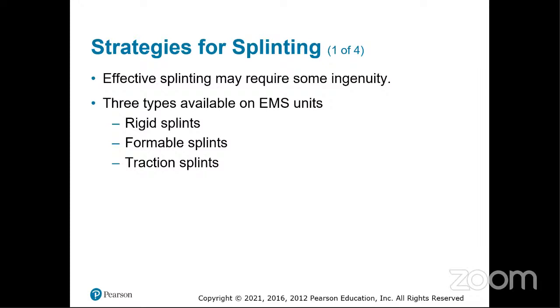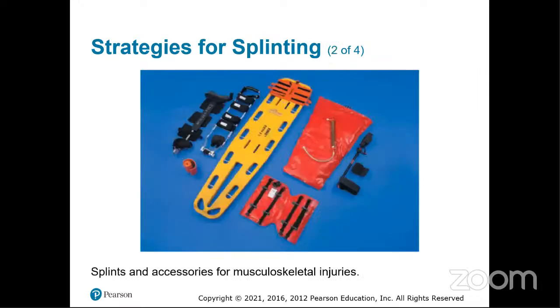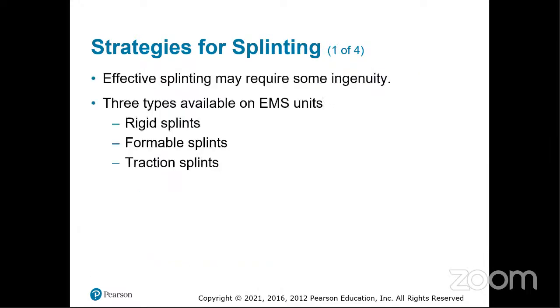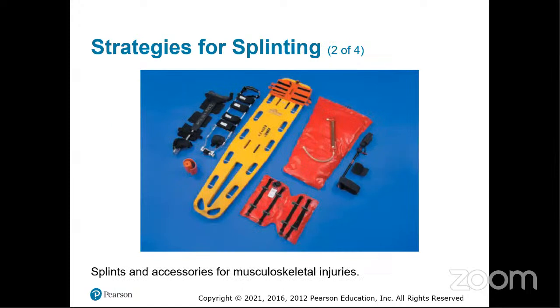For us in the field, though, when you guys start running with an ambulance, we have 3 different types. You have rigid strip splints. That's your backboard and things like that. Formable splints would be your air splints or vacuum splints. And then your traction splints will be your femur traction. So there's your guys' stop. The ones on the top left, those are your traction splints. The backboard is your rigid, and then the far right is your formable ones.